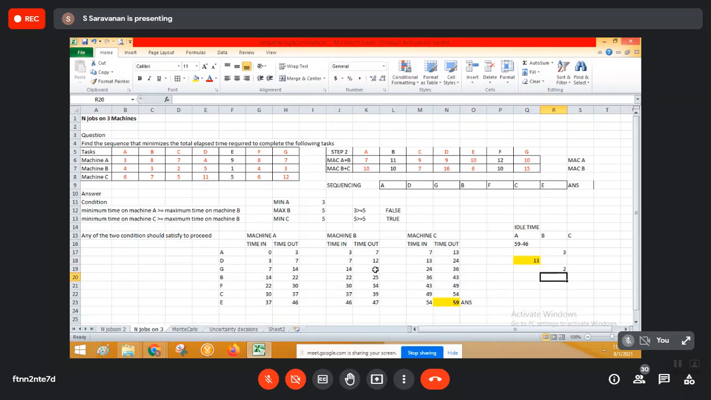What is the idle time? 2. Right? 17, 22. What is the idle time? 5. 25, 30. Again, there is a 5 minute idle time. Then 34, 37. Idle time is 3. 39, 46. How much is the idle time? 7 minutes. Right?